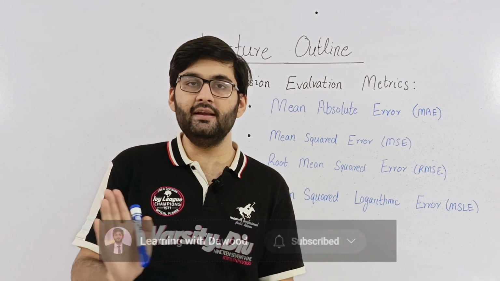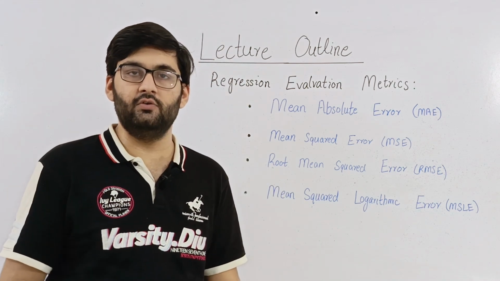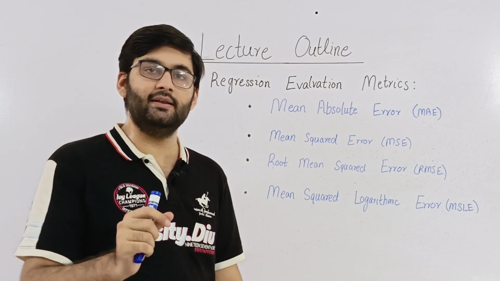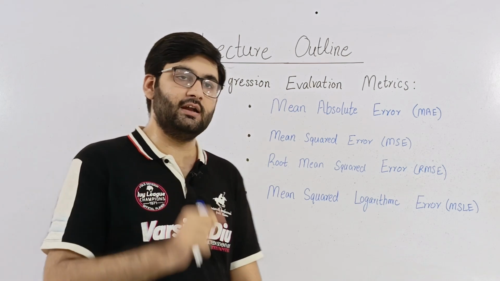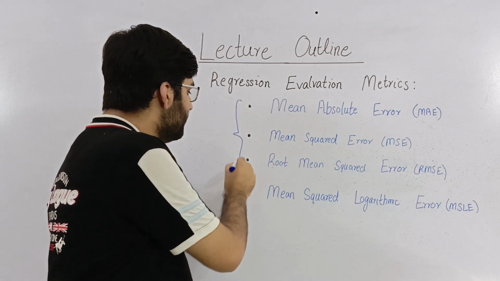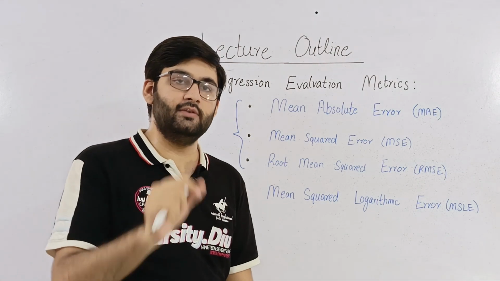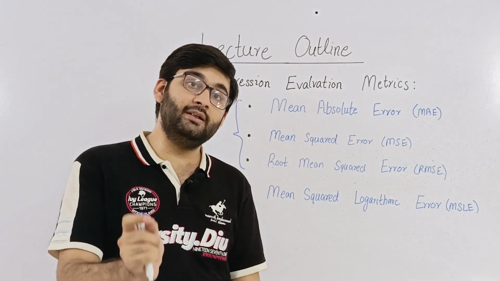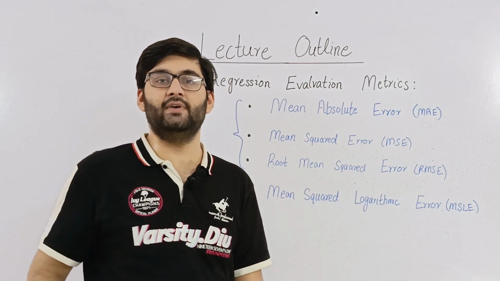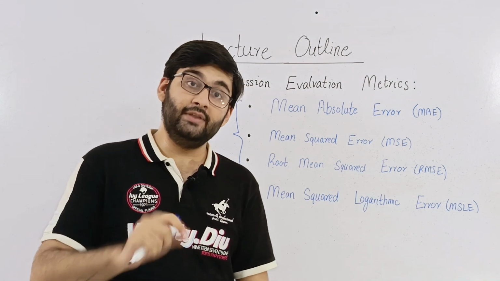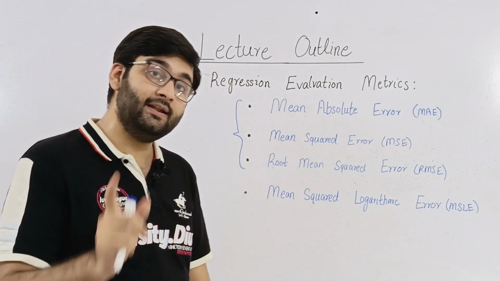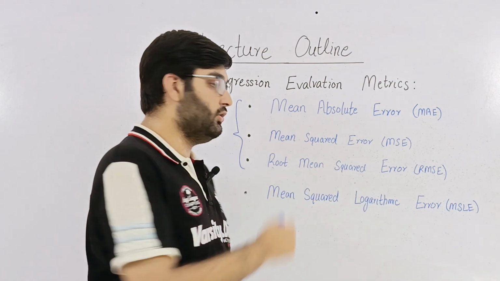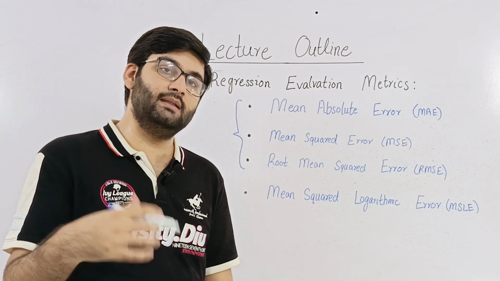In this lecture, we will cover 4 different types of metrics or errors that we can use to evaluate a regression model. First, we will cover these 3 fundamental types of errors that are used to evaluate regression models. Then I will show you a limitation of these 3 types of errors with an example. And then we will see how a different and more advanced type of error, which is the mean squared logarithmic error, can solve that limitation.